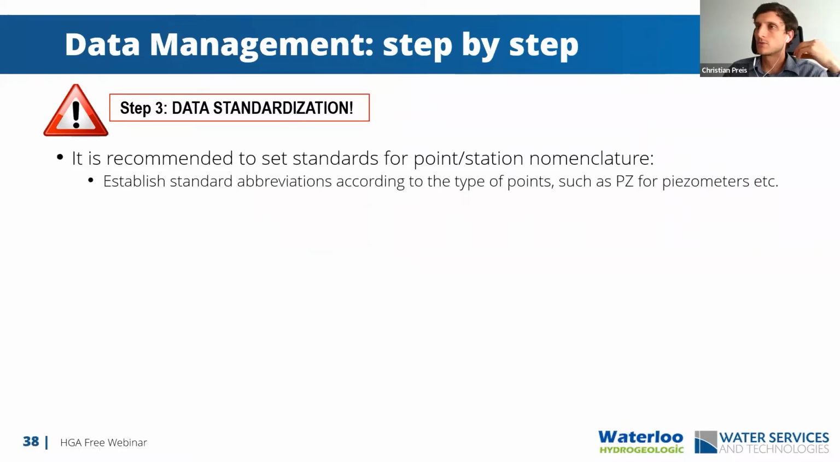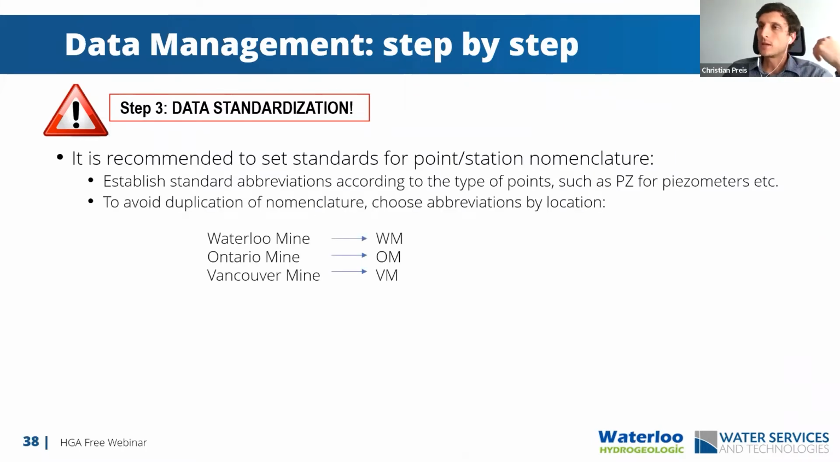And it's important to establish a standard of abbreviations according, for example, to the type of points. For example, for piezometers we can have PZ, and for boreholes we can have BH, and so on. And to avoid the duplication of nomenclature, we can choose some abbreviations for locations too. So for example, if I work in a mining company that has operations in different locations, I don't want two points called P1 in my database, because I might have a P1 in Waterloo, and I could have a P1 in Ontario and a P1 in Vancouver too. So it's a good idea to choose some abbreviations according to the location of my point.